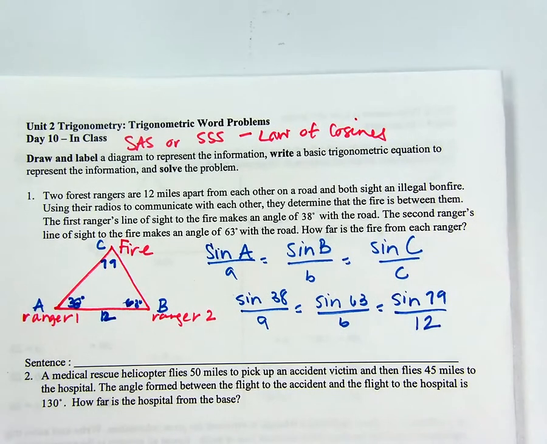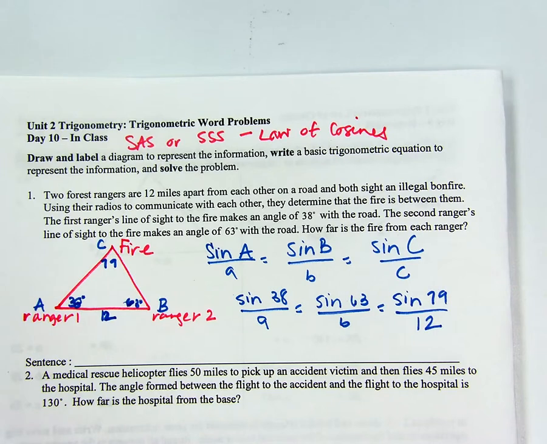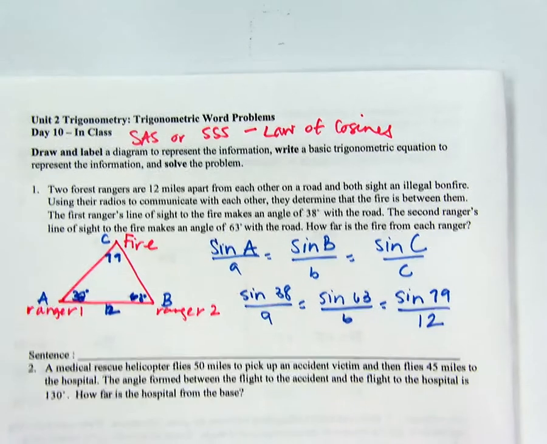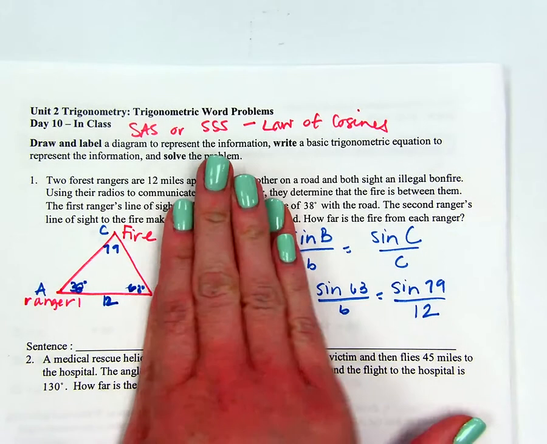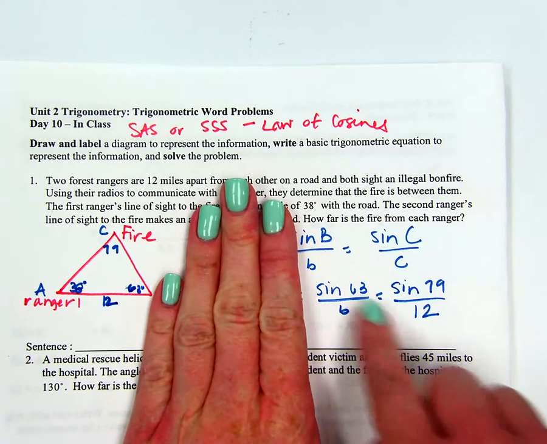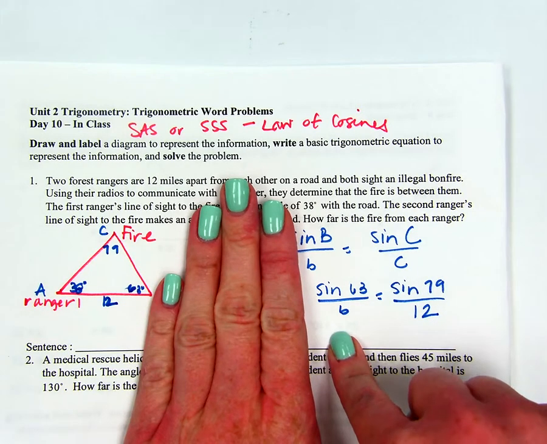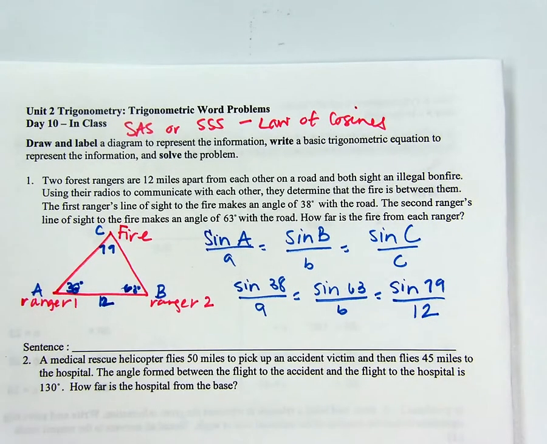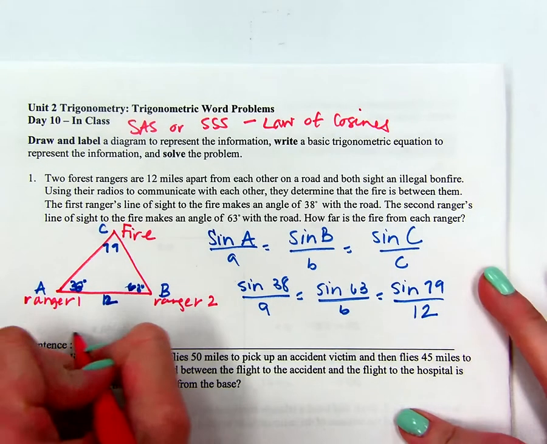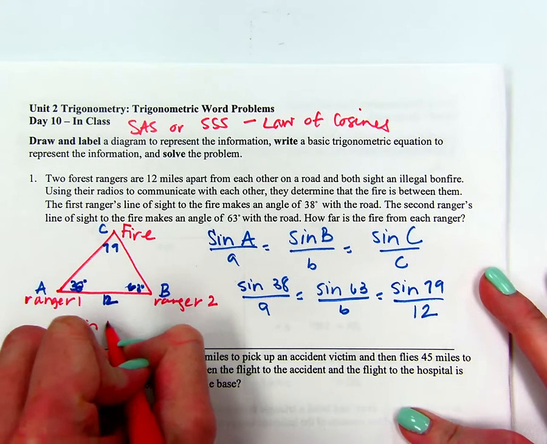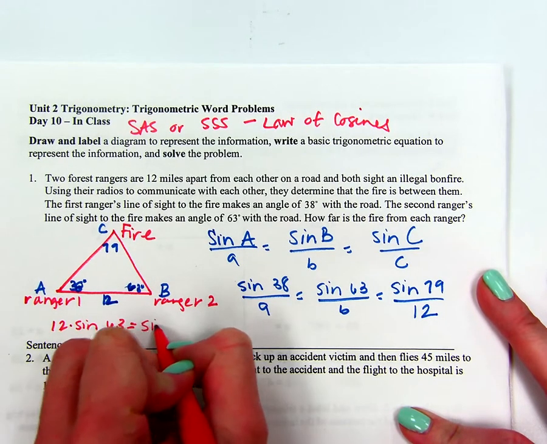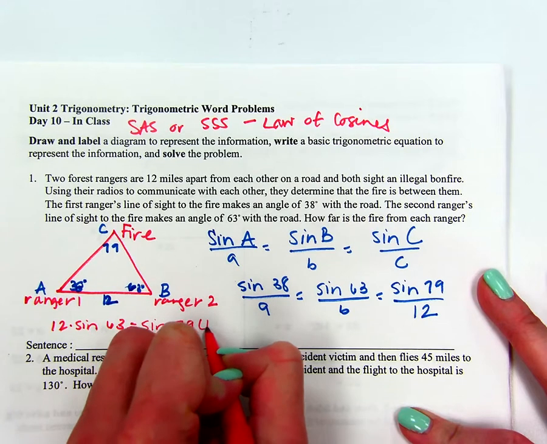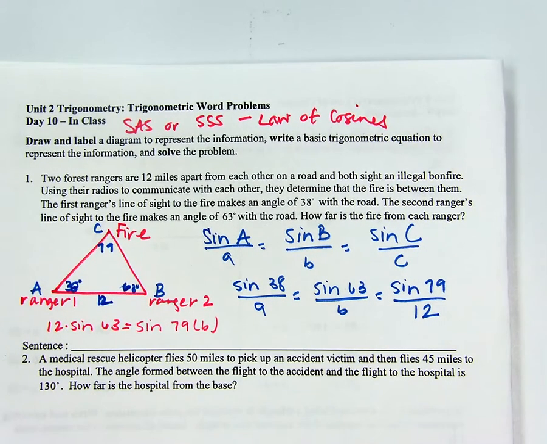Remember, you have to have 3 of the 4 pieces to cross multiply. If you look here, I have both of my C's and one of my B's. So I'm going to cover up my A. I'm not going to worry about that right now. I'm going to cross multiply these two right here. So I'm going to write 12 times the sine of 63 equals the sine of 79 times B. So we're going to enter that into our calculator.